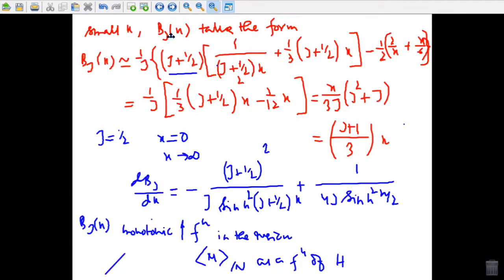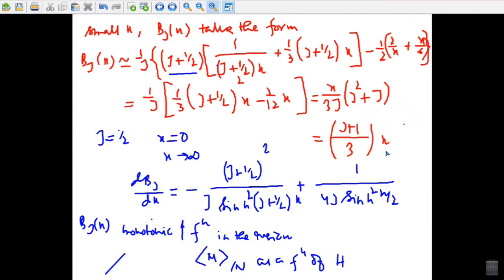So for small x, the Brillouin function B_J(x) takes the form B_J(x) = 1/J times [(J + 1/2) times (1/((J + 1/2)x) + 1/3 (J + 1/2)x) - 1/2 (2/x + x/6)], which is 1/J times [1/3 (J + 1/2)^2 - 1/12] x, that is x/(3J) times (J^2 + J), which is (J + 1)/3 times x. And this is the behavior we already know, but for the case J equals half.